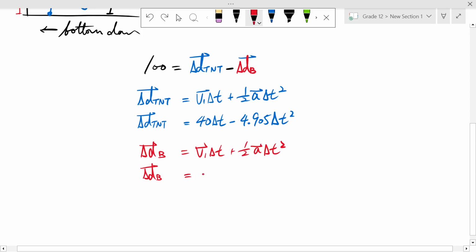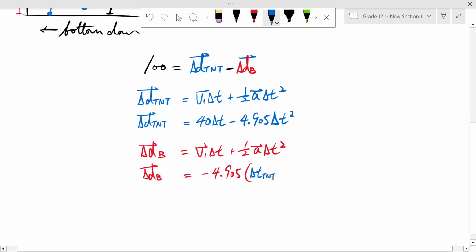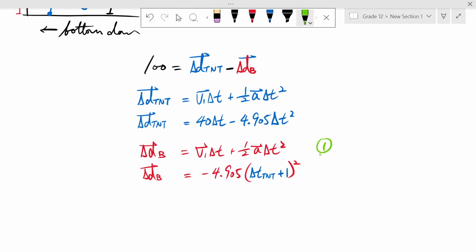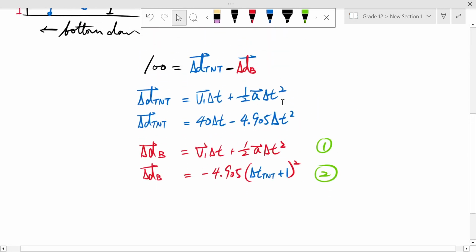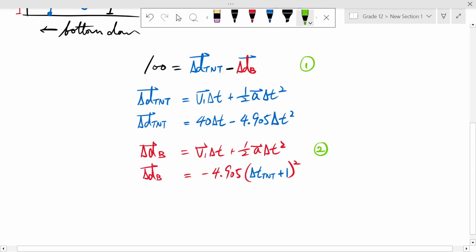Now Batman has initial velocity of 0. I don't even bother writing it. And because acceleration is always negative, it will have the same acceleration, and the time for Batman will be a little special. It will be delta t of TNT, I should write that in blue, delta t of TNT plus 1, unsquared. There I have my equation 1 and 2. Actually, you know what? Let's make this 1, this 2, this 3.